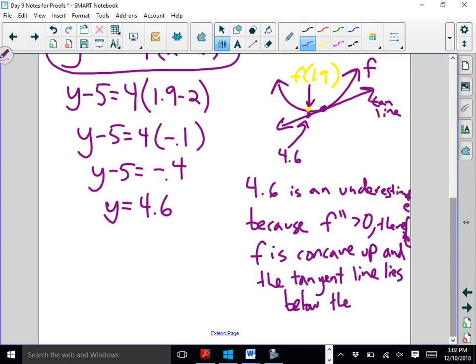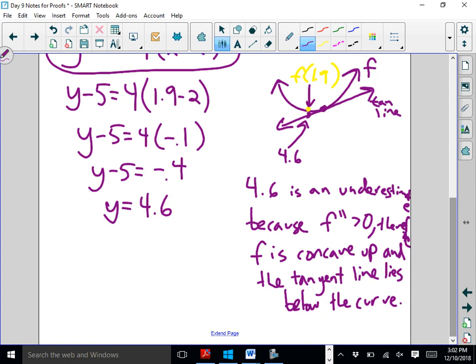Anytime we have a concave up function, the tangent line is always going to be beneath the curve. Therefore, we're always going to get approximations that are too low. Conversely, if f was concave down, that means my tangent line would always lie above the curve and make my answer an overestimate. Because again, the tangent line is going to lie always above the curve.